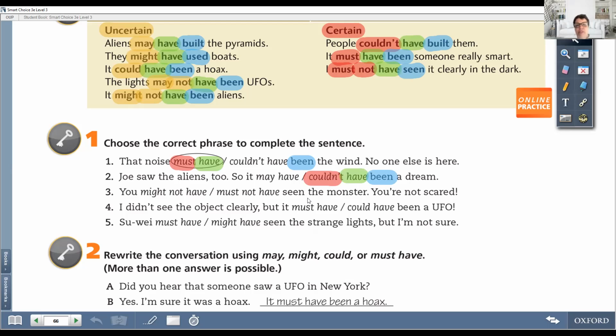You seen the monster. You're not scared. You seen the monster. You are not scared. Scared, guys, if you don't remember, is very afraid, right? Frightened. So you don't look scared. So I don't believe you saw the monster. Okay, so which one is the best option?